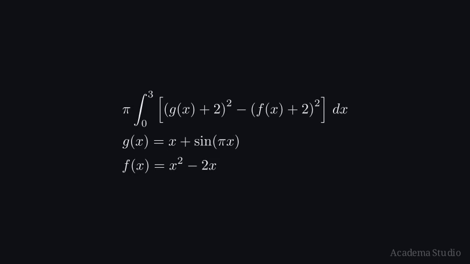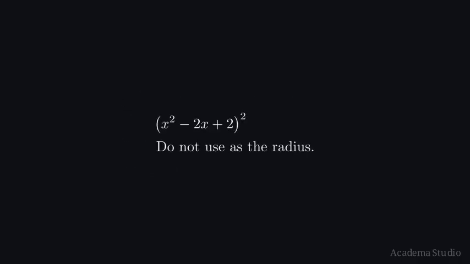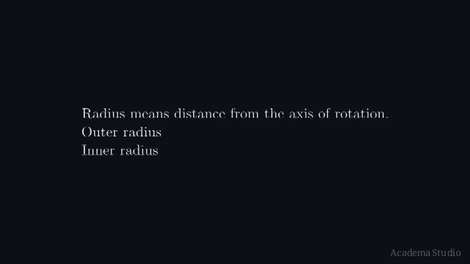Common mistake. Do not use g of x minus f of x as the radius for this rotation. The radius must be measured from the axis of rotation, which is y equals -2. That is why the radii are g of x plus 2 and f of x plus 2. This prepares us for the next step.